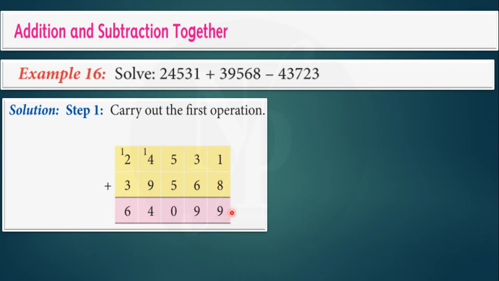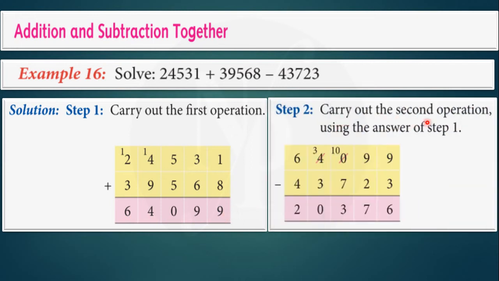So in second step, what we should do is carry out second operation using the answer of step number 1. So to carry out second step, we should use the answer obtained in first step, that is sum of first two numbers. So this sum is written in the first row here, and below that we have written the third number given in the question, with the minus sign, 43,723. Now we have to subtract this number from the sum we obtained in first step.